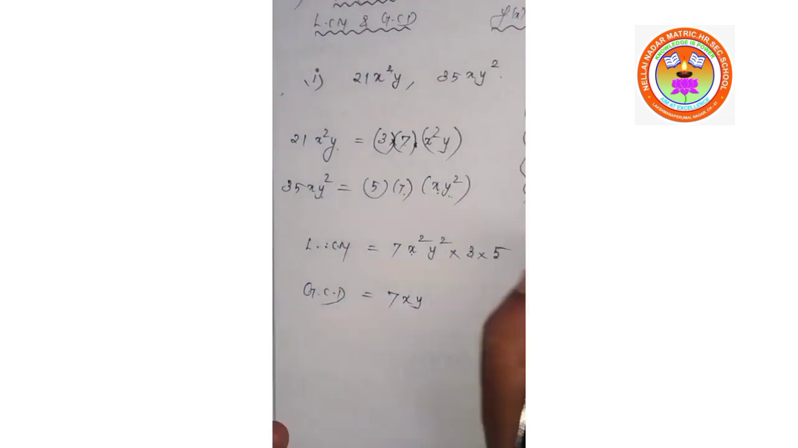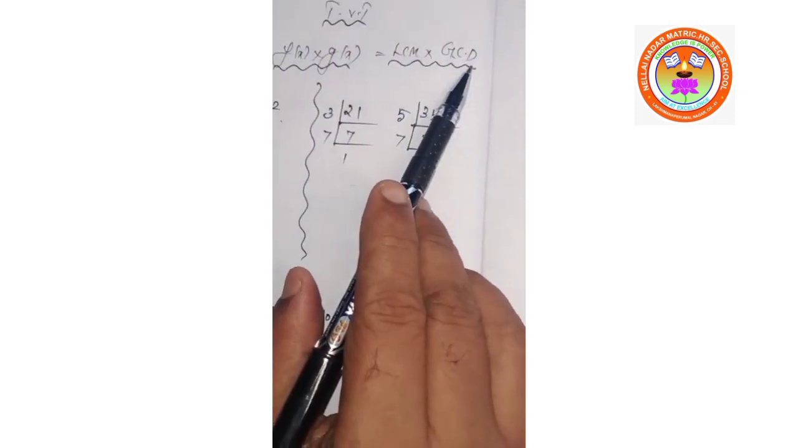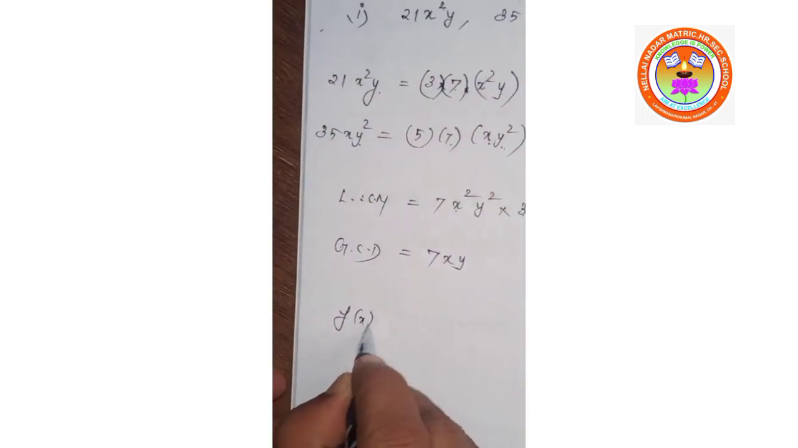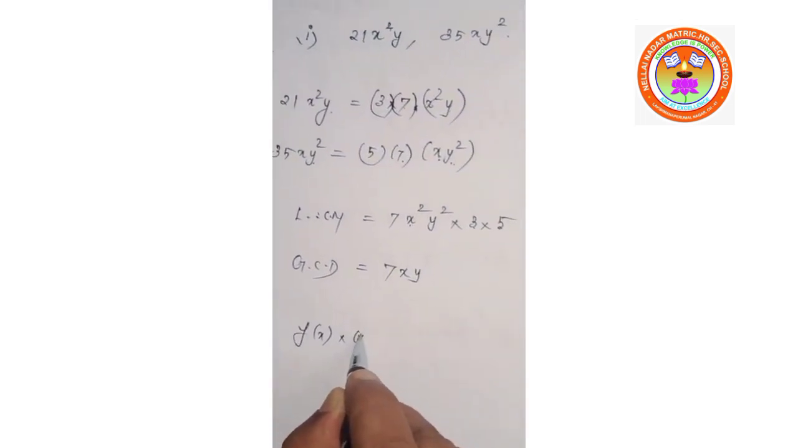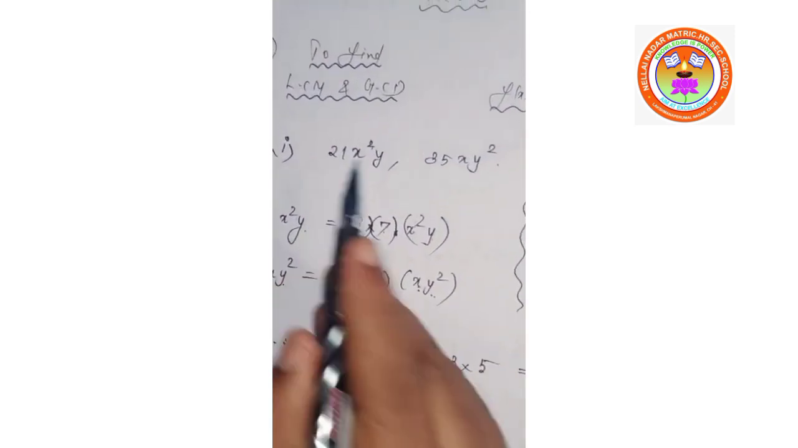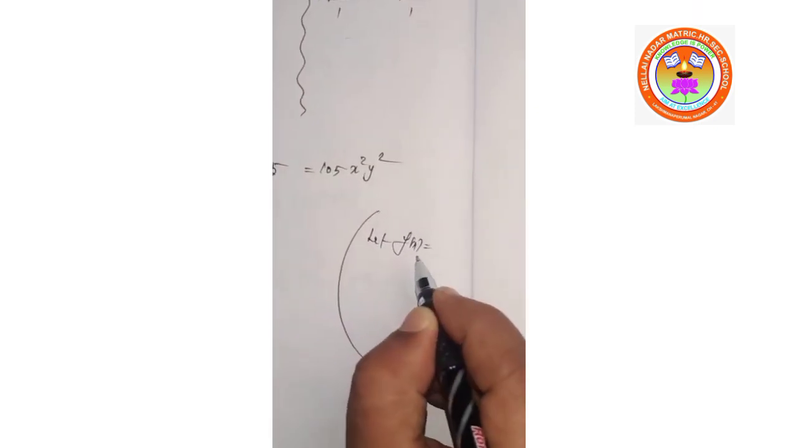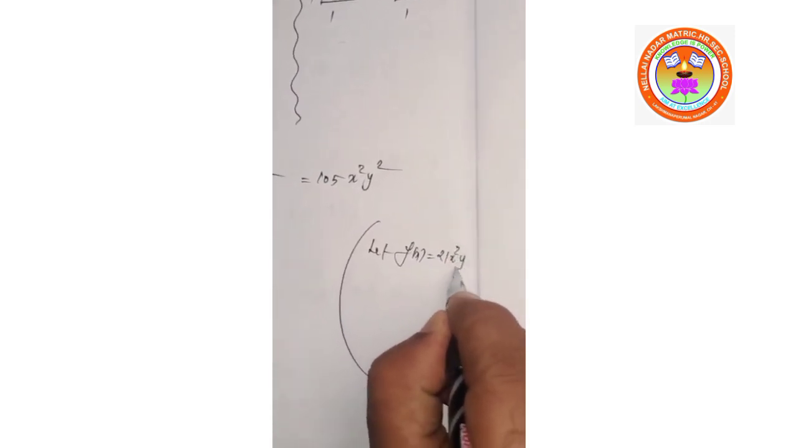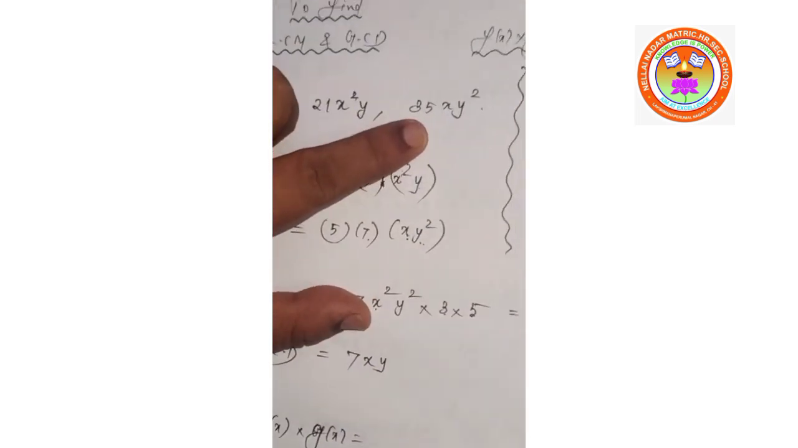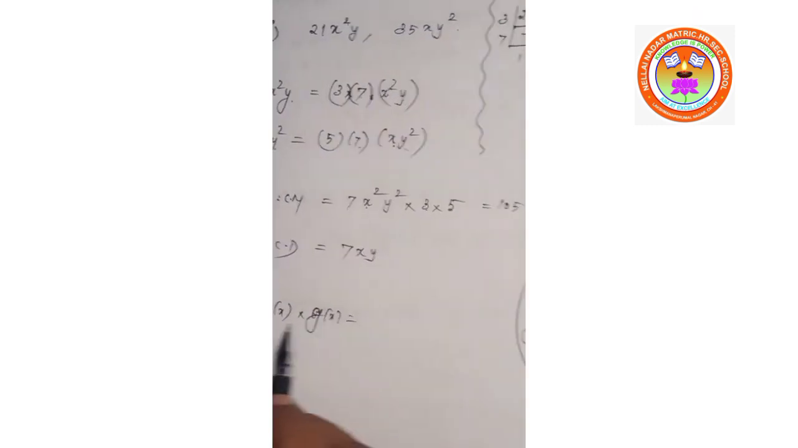Then you have to verify f of x into g of x equals LCM into GCD. Now take f of x into g of x. First one I consider as f of x. Let f of x equal 21x squared y, and g of x equals 35xy squared.